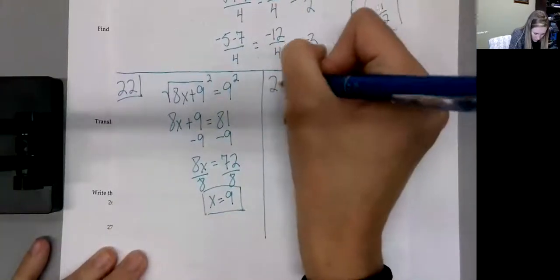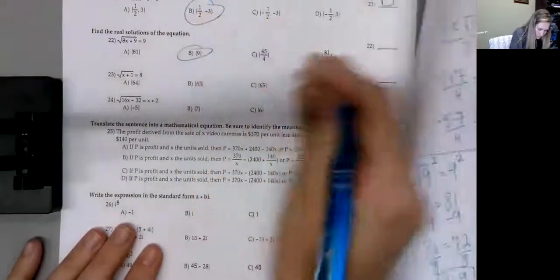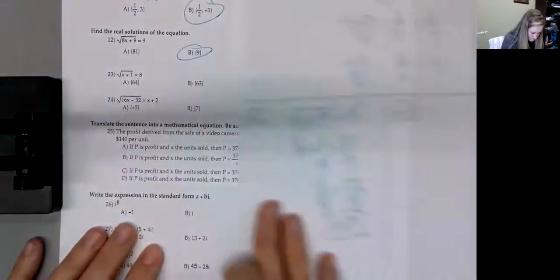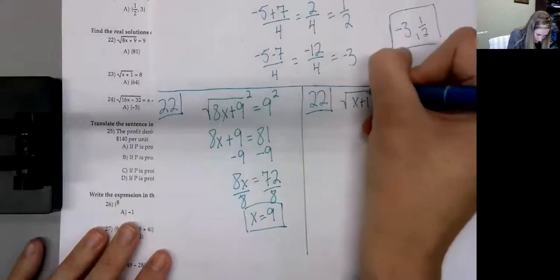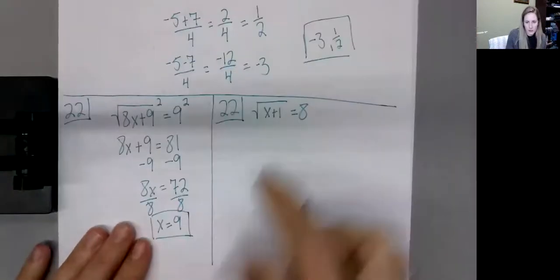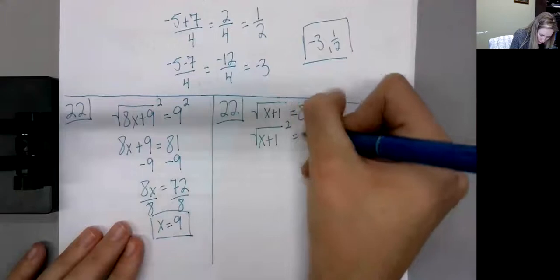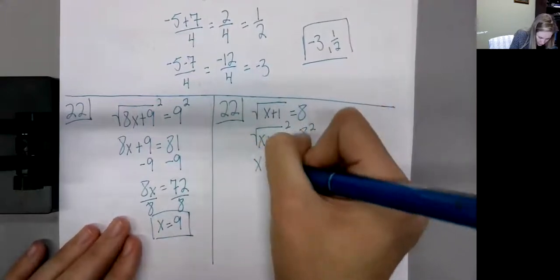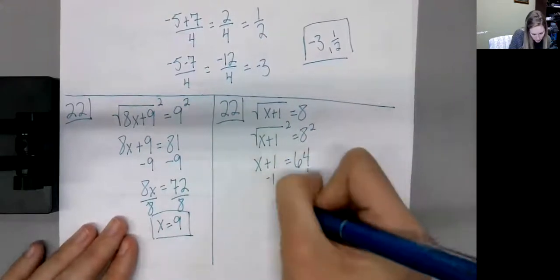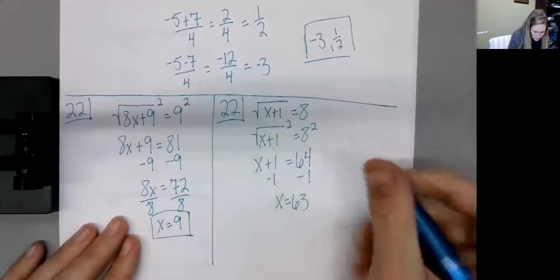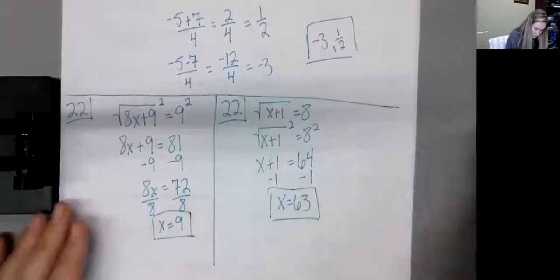And I'm going to do 22 right here. So let's go ahead and mark our answer. So we have the square root of x plus 1 equals 8. So first, and I'm going to write the step under it this time, x plus 1 squared equals 8 squared. So we'd have x plus 1 equals 8 squared is 64. Subtract our 1. X equals 63. 63 plus 1 is 64. The square root of 64 is 8. That one works.